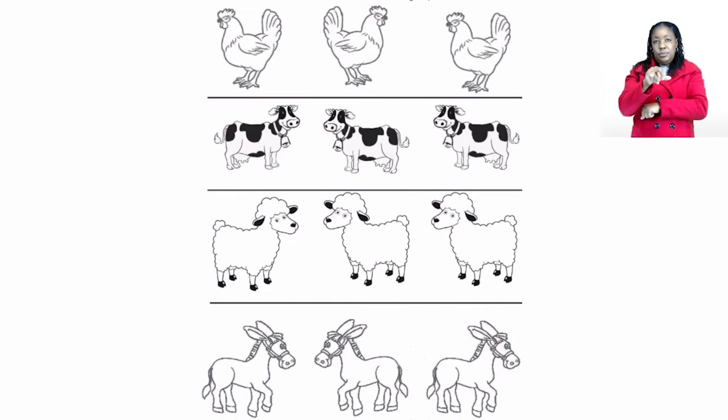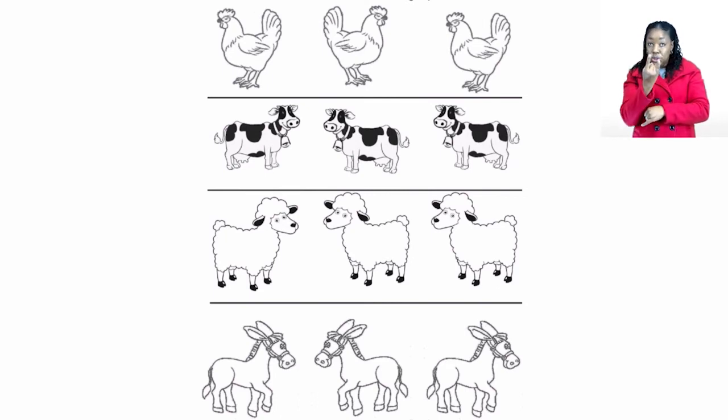We have 3 hands lined up in the first row. Which hand is facing the right hand side? Please color it in as you are instructed to do. Let's look at the next row of animals. We can see there are 3 cows facing different directions. Which cow is facing the right hand side? Color the one facing the right.